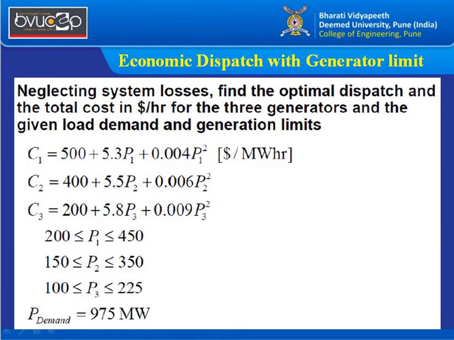Let us see the second example. Now the second example is a little bit different from the first example. As we have seen in the first example, we neglected losses and the generator limits. Now in the second example we will neglect system losses, but we are considering the generator limits.